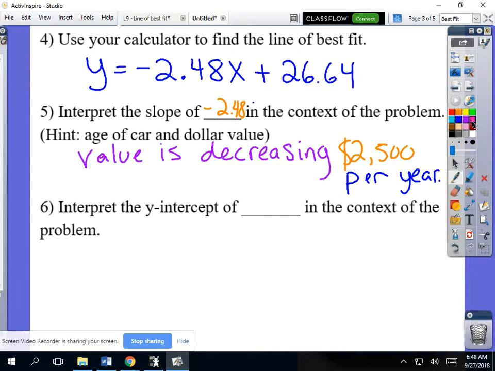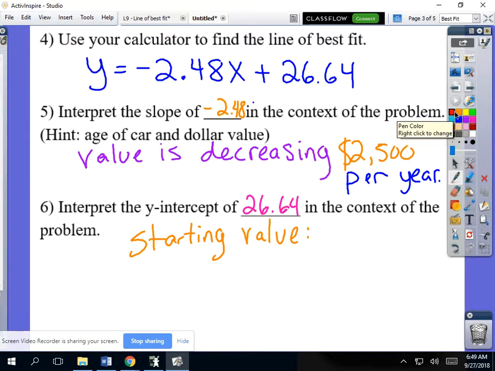From there, we now look at our y-intercept, 26.64. So let's just round that to maybe 27. That's our starting value. So when we bought that car, we paid roughly $27,000 for that car. That's what the y-intercept means. Press pause if you need to talk that over with your neighbor.